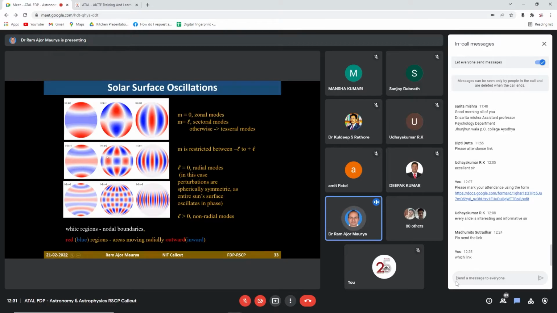Here we have some examples of the spherical harmonics. In this leftmost column we have M equal to 0. When M is 0, this is called the zonal modes, and when M and L are the same, then we have a sectoral mode. For example, here you see L is 8 and M is 8. Here we have L is 4 and M is 4.